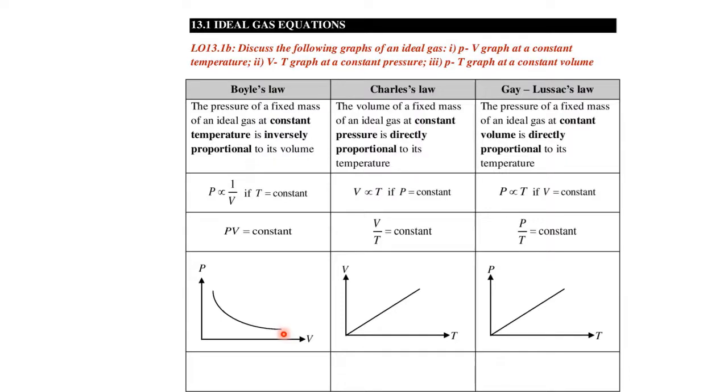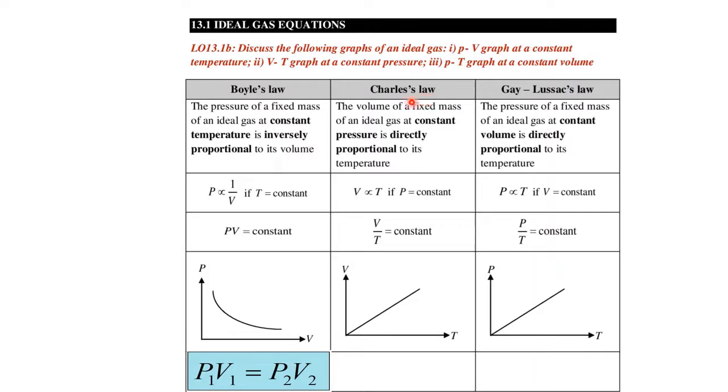Okay, so the equation for Boyle's law is P1 V1 equals P2 V2, where 1 indicates initial and 2 indicates final, or you may also write Pi Vi equals Pf Vf. Okay, and then the second column is for Charles' law.